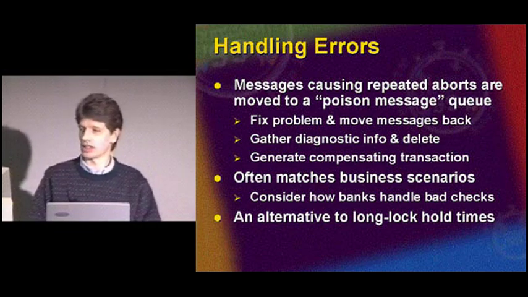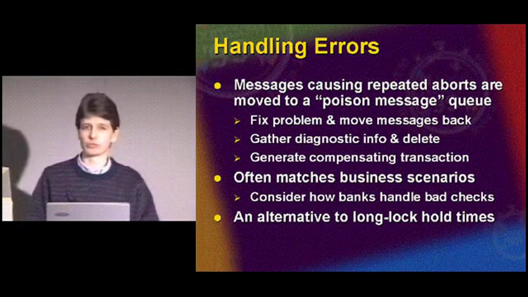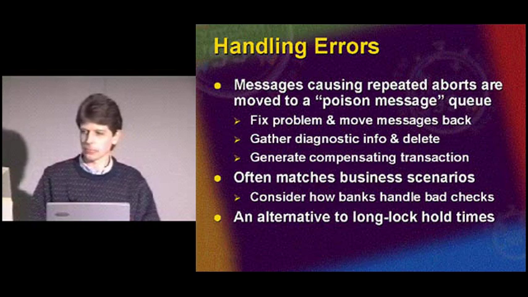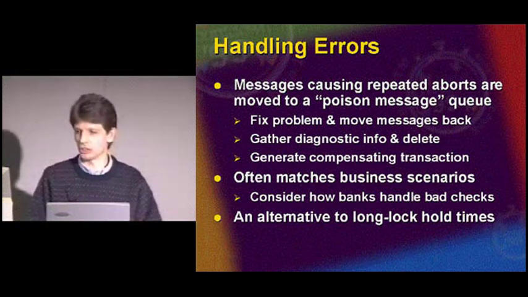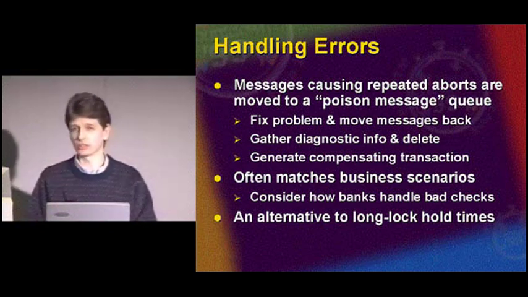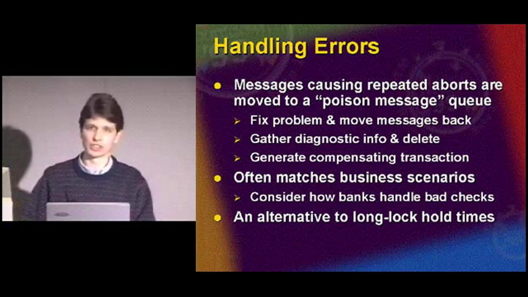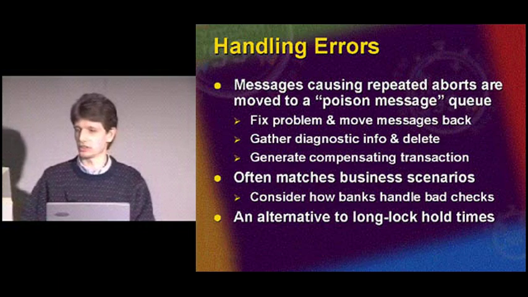It often matches business scenarios. We can consider how banks handle bad checks. It fits nicely with that model. And by putting things back on queues rather than retrying by holding on to things, we avoid long lock hold times, so it avoids contention for some of the records.